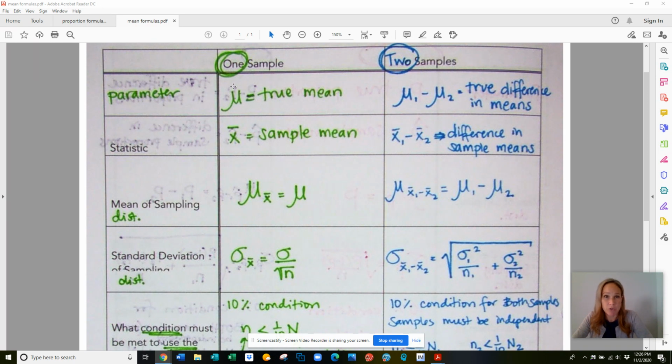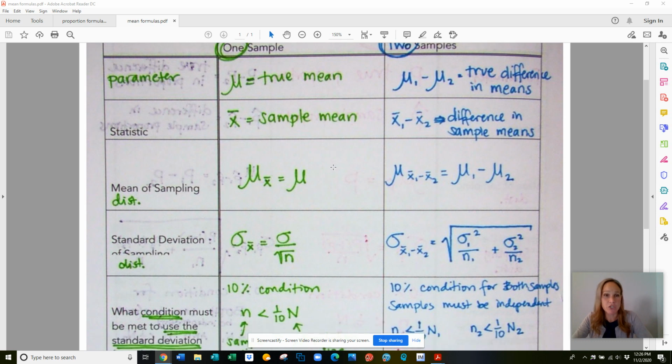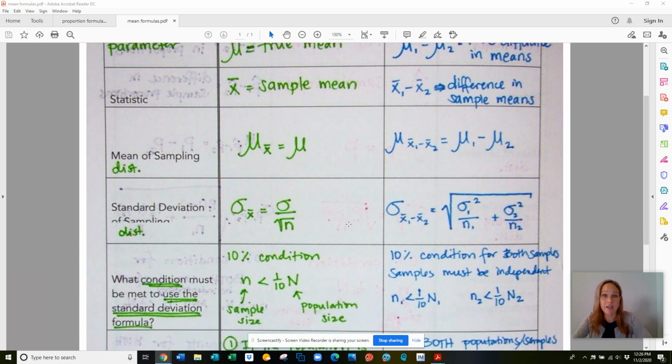So just making sure that you look back to the original problem to see what the mean was for the population. The standard deviation then is the standard deviation for the population, but as we take samples of size n, that decreases the standard deviation. So you're going to take the square root of n and divide the standard deviation by that value. So as n increases, the standard deviation decreases.